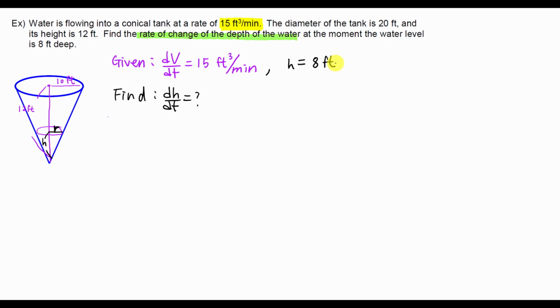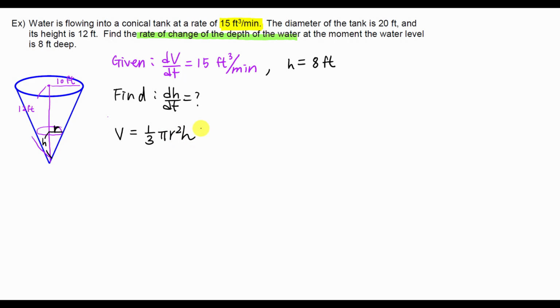So what formula do we need here? That will be the volume of a cone formula, since our water is cone shaped. So what will be the equation for the volume of a cone? Volume of a cone is 1/3 pi r squared h. Now what is the problem here?